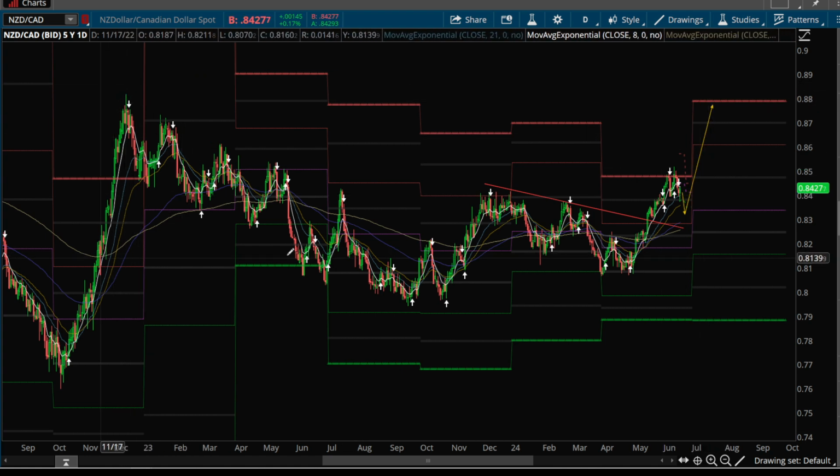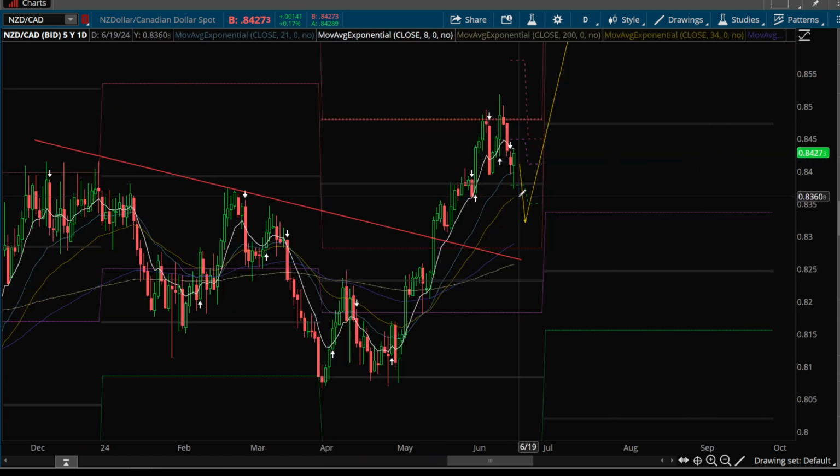So, nothing to do quite yet. See if we can get a better pullback. We'll see if it stays below the 8 for a couple more days. And that's going to be a real nice buy setup. So, let's see if we can hit this 34 on the daily chart.